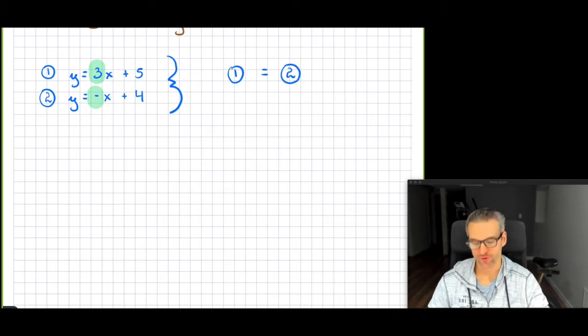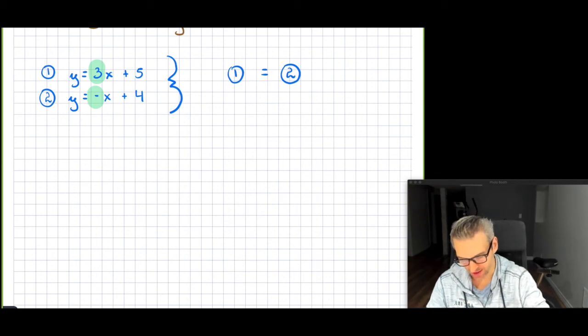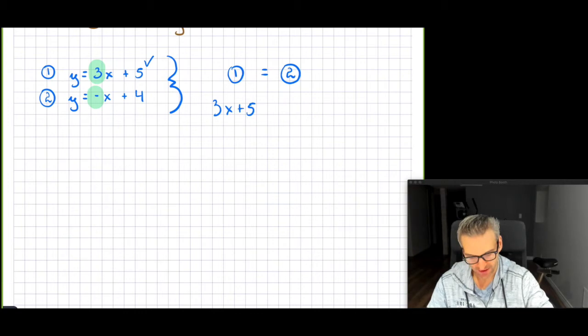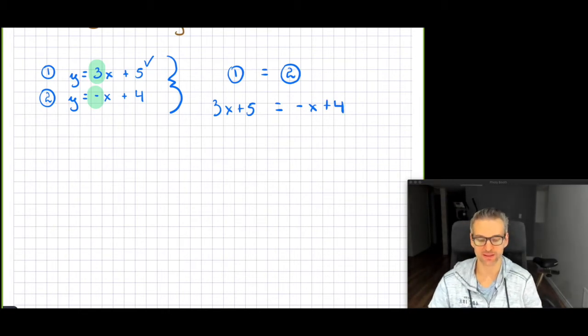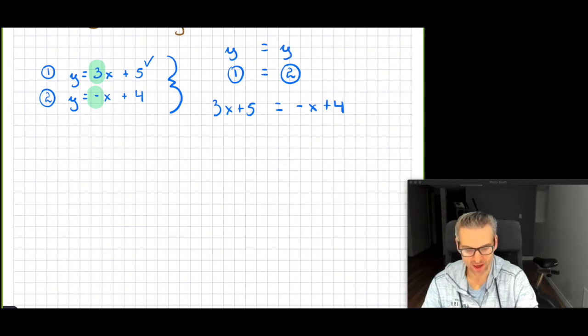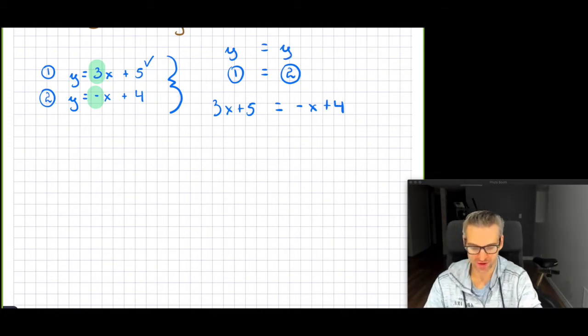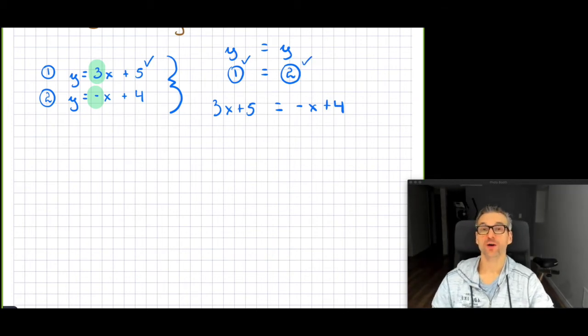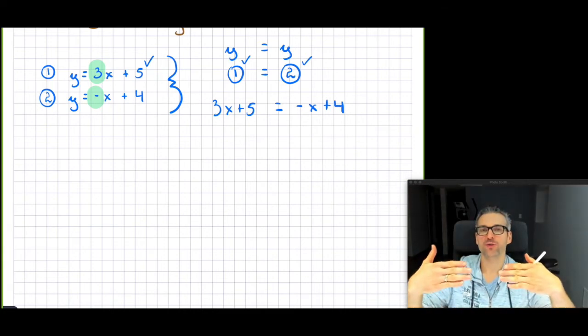So for instance, in the first line, my y is equal to 3x plus 5, and it is equal to my second line, which is negative x plus 4. So I have simply copied and equated y is equal to y, from the first equation and from the second equation. Now, why do I do that? Because if I equate them, what I'm trying to find is actually the point where they're intersecting.